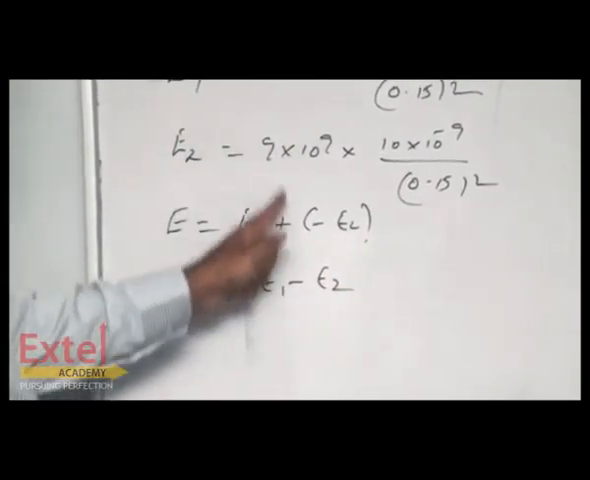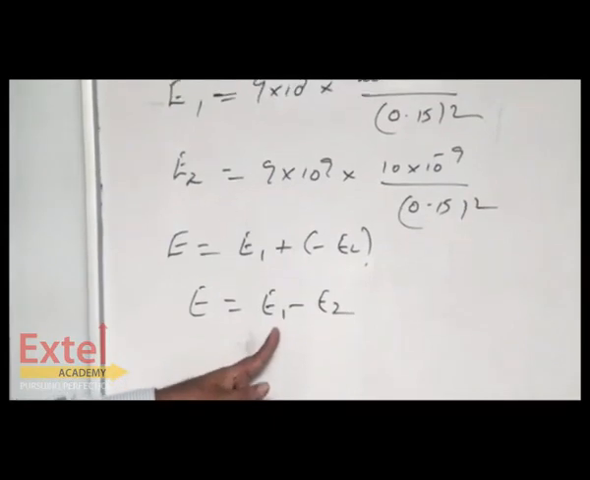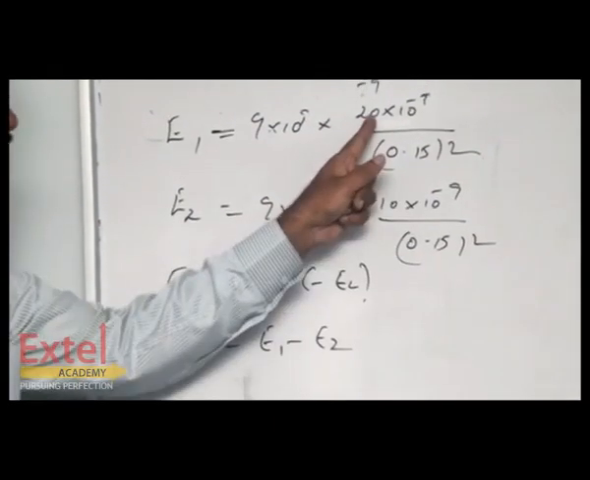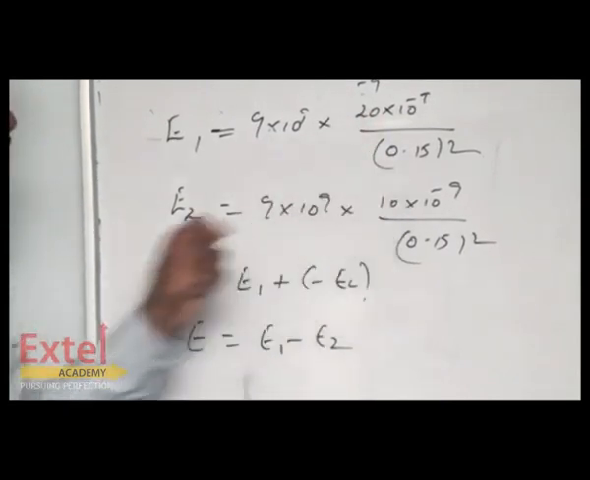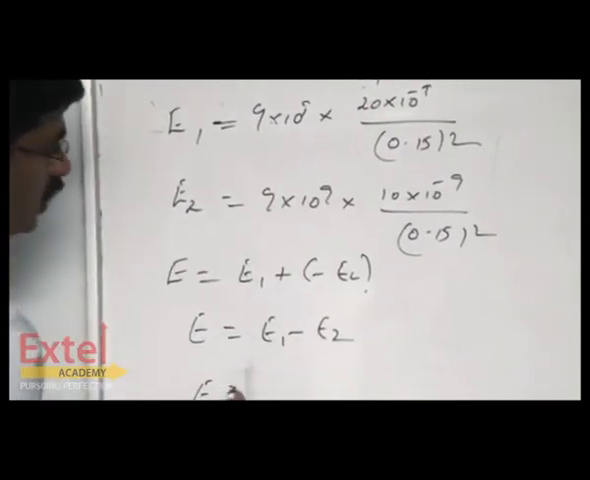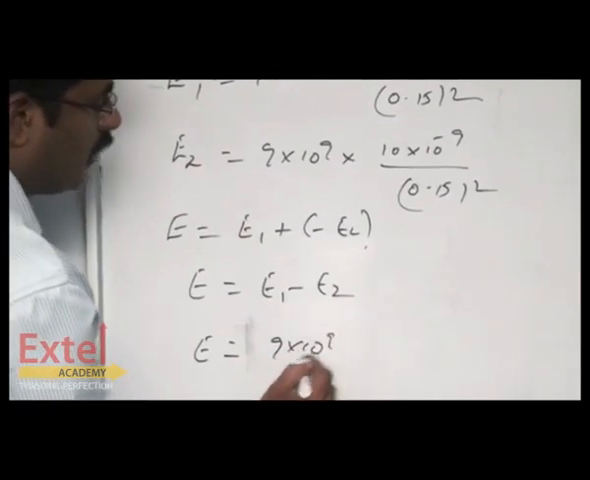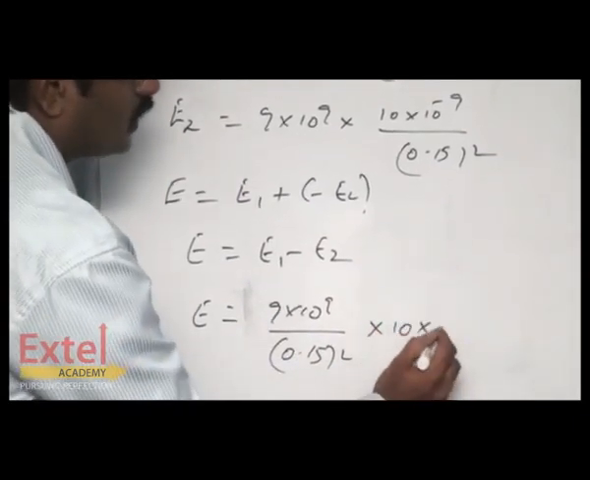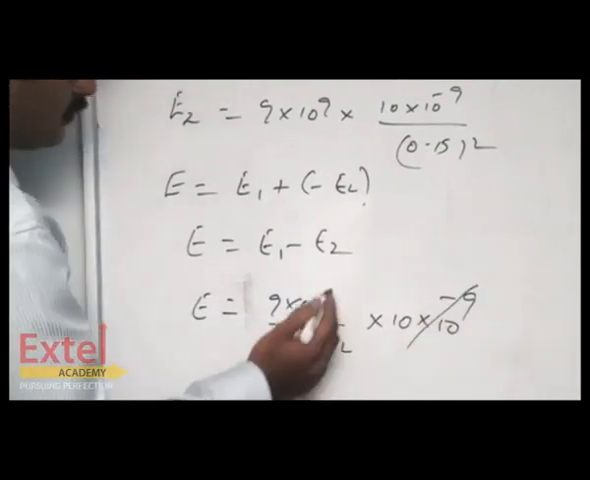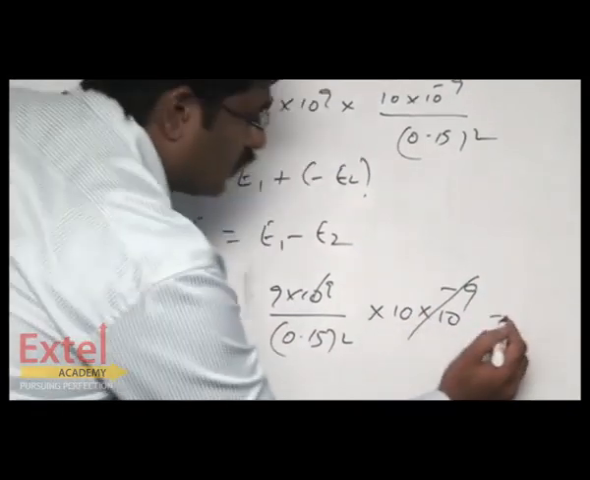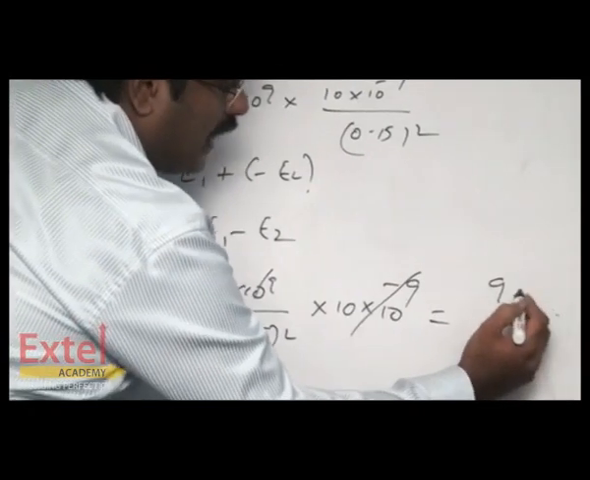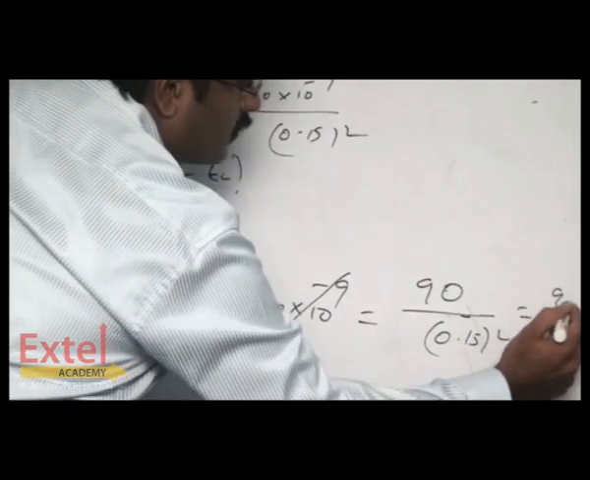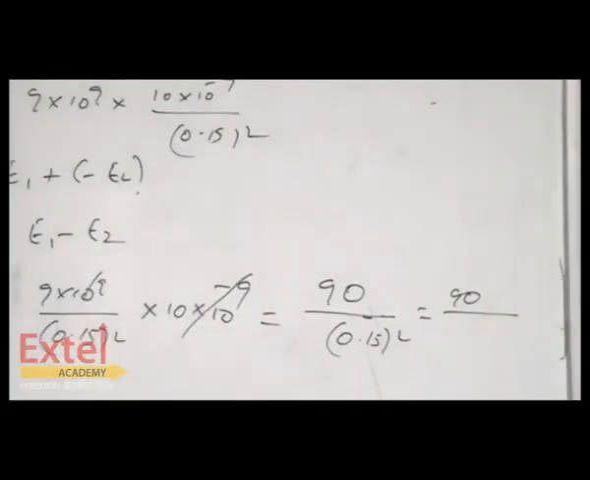Now substitute E1 and E2 in this equation. What is common? 9 into 10 to the power 9 and 0.15 square. When you subtract 20 minus 10, it becomes 10. So E is equal to 9 into 10 to the power 9 by 0.15 the whole square, into 10 into 10 to the power minus 9. You can cancel. So it is equal to 90 by 0.15 the whole square.